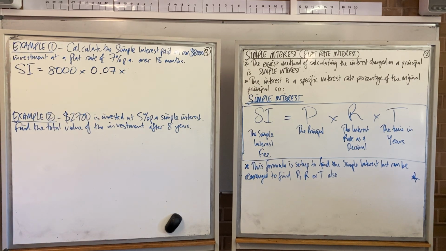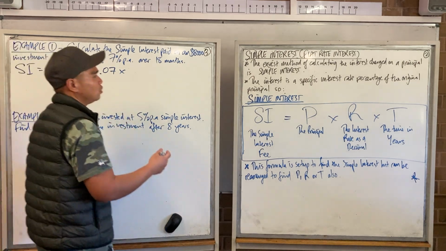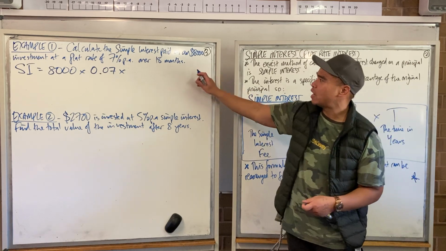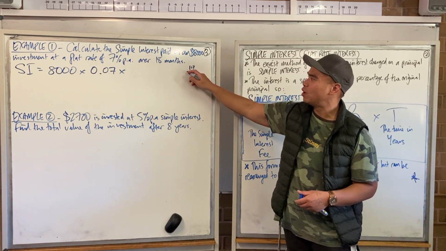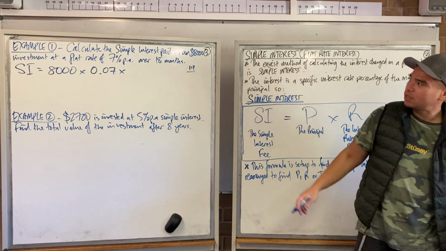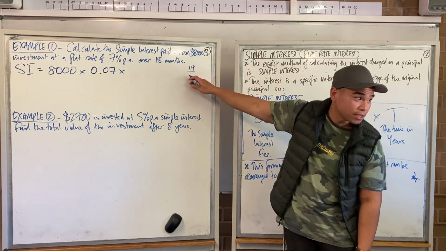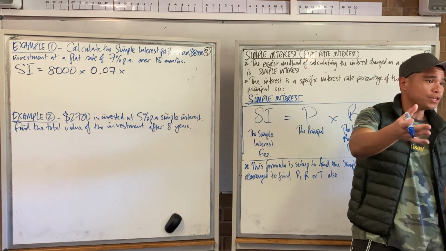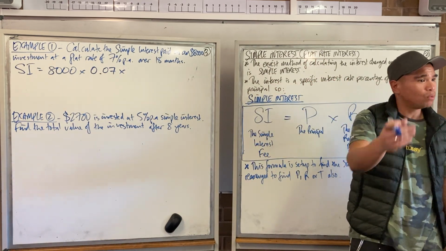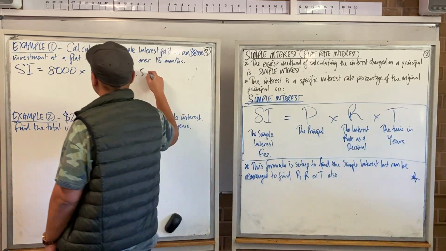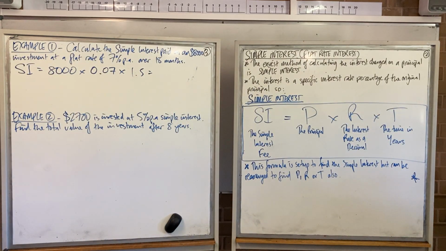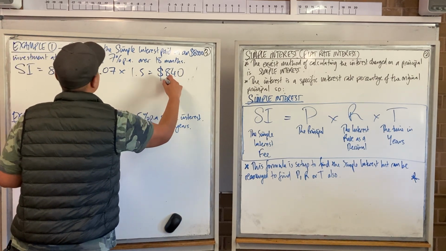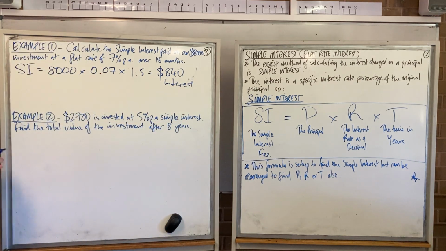T, good, 1.5. If you're ever not sure, or if it's not exactly something like 18 months, which is 1.5 years, let's say it was 19 months. How would I work out what decimal 19 months is of a year? You divide it by 12, okay? But here, logic: 12 months, and 6 months on top, 1.5. So 1.5. Someone write that out for me, please. 8 grand times by 0.07 times by 1.5 is $840 interest in that situation.